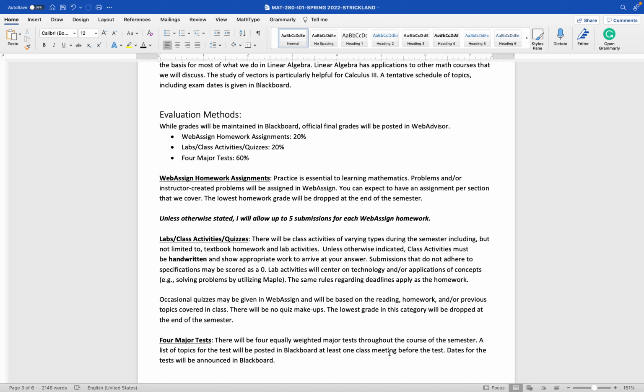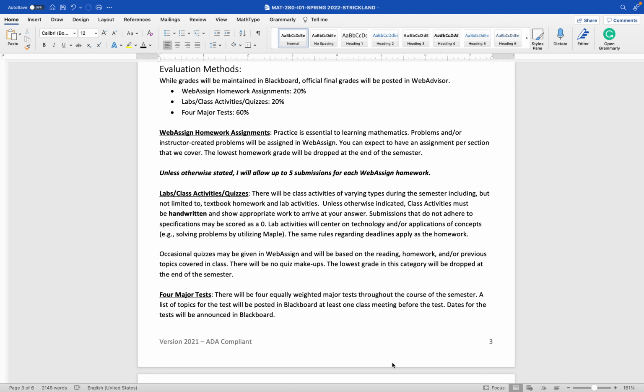For the labs, class activities, and quizzes, there will be class activities of varying types during this semester, including but not limited to textbook homework and lab activities. Unless otherwise indicated, class activities must be handwritten and show appropriate work to arrive at your answer. Submissions that do not adhere to specifications may be scored as a 0. Lab activities will center on technology and/or applications of concepts, including, for example, solving problems by utilizing Maple. The same rules regarding deadlines apply as the homework.